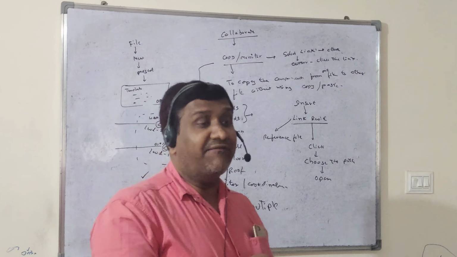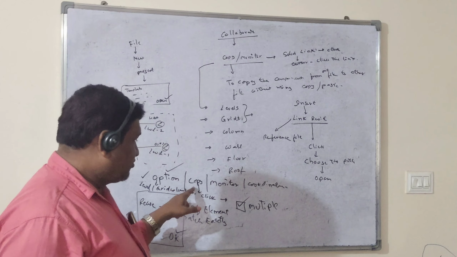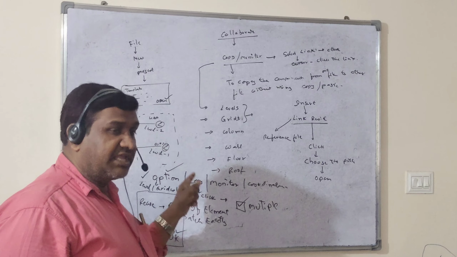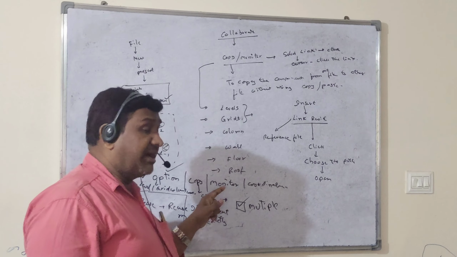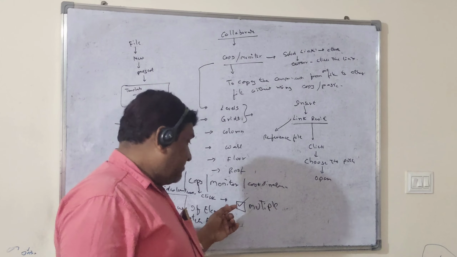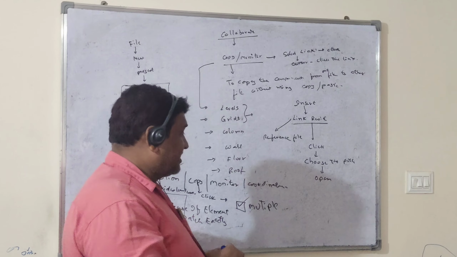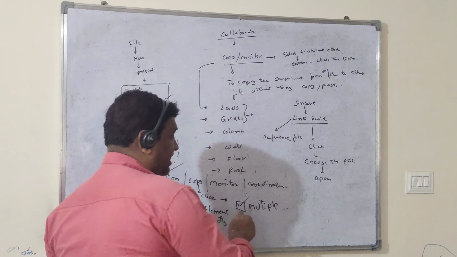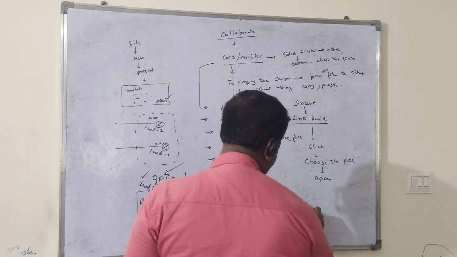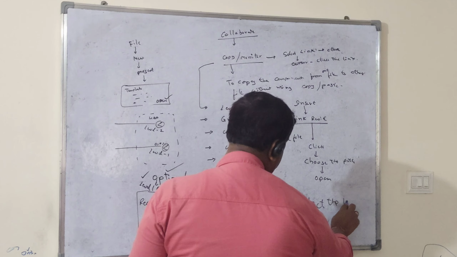So you have to click levels, then this palette will appear. In that palette, you go with "Reuse if element matches exactly." Then you have to click Copy. After clicking Copy, there is an option called Multiple. You have to put the tick mark on Multiple. After that, go to your screen and select all the levels.